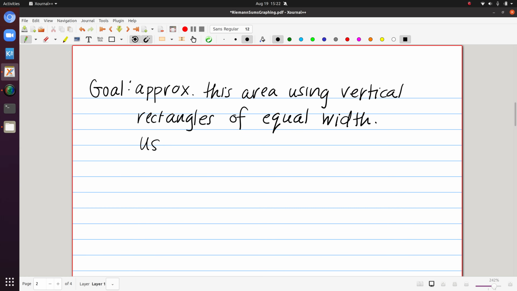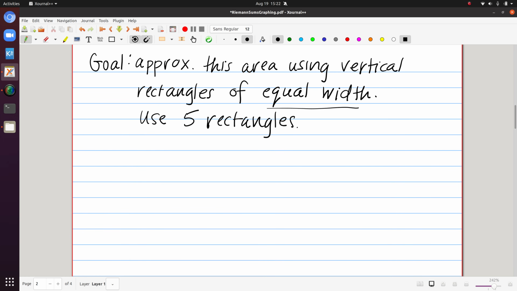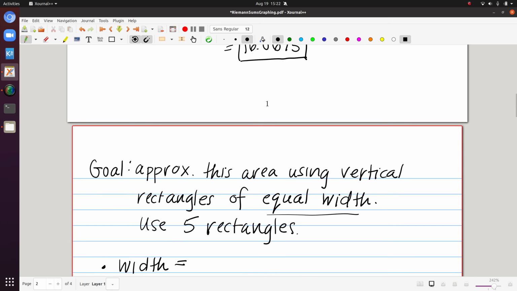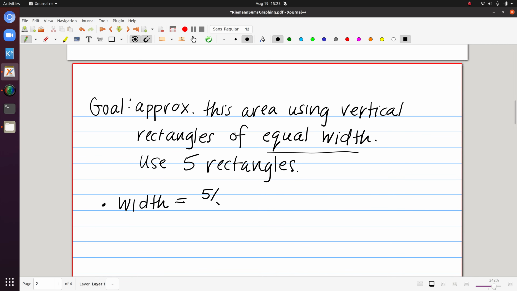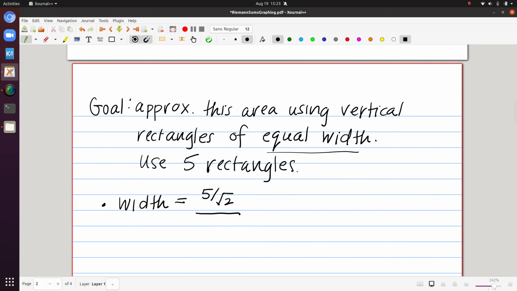So we will use, for our illustrations here, 5 rectangles. But by the end of this lecture, we're going to talk about an arbitrary number of rectangles. So if I have 5 rectangles, one thing I want to find is that equal width that we're talking about here. My width in this problem, coming back to our image here, the total shaded area sits over an interval of length b, right, 0 to b, which is 5 over square root of 2. So I take that length of that interval and divide it by the total number of rectangles I'm using, which I've established here is going to be 5. In doing that, we end up with our common width being 1 over square root of 2.